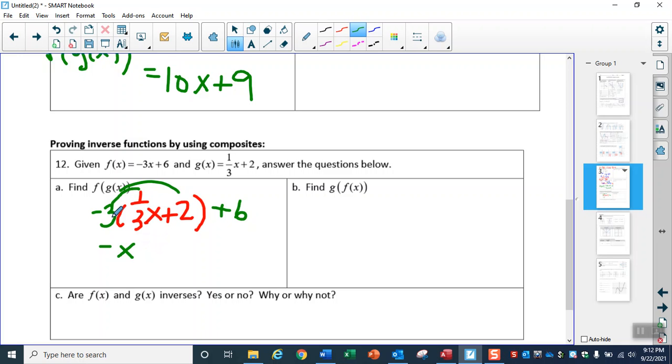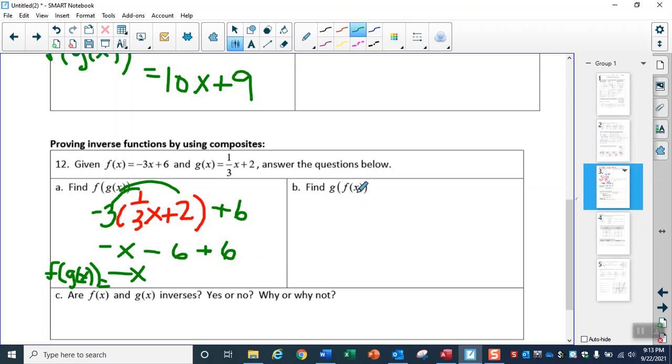All right, that's 1. Negative 3 times 1/3 is 1, and then you've got a negative 1, and then I've got negative 3 times negative 2 is negative 6, and then I've got the plus 6. So negative x is negative x, and minus 6 plus 6 is 0. So I've got f of g of x equals this negative x.